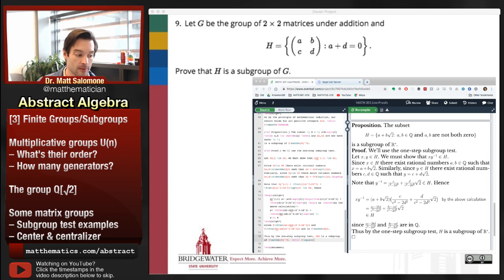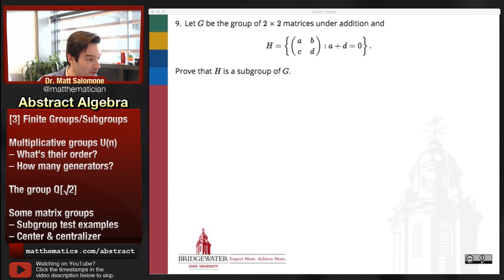All right, so for our last set of problems for today, this is another example taken out of the Judson text, which asks us to consider a group of 2 by 2 matrices, where the operation in my group is addition. And they want us to prove that the subset of 2 by 2 matrices whose trace is equal to 0, so A plus D is equal to 0, is in fact a subgroup of G.